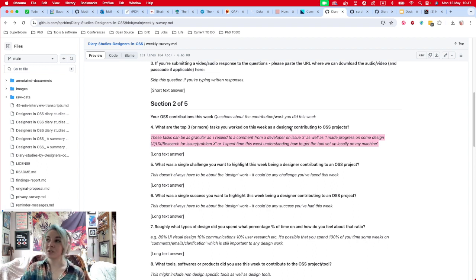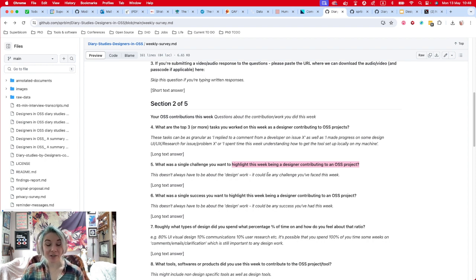So we wanted to just know about the various tasks that people worked on. What is a single challenge that they wanted to highlight? We knew from the interviews and from our own experience that there are a number of challenges to doing design contributions. We wanted them to highlight one single challenge, or multiple if they felt empowered to give us more information. But we quantified it as just one, so that we could keep the time we were asking people to do the diary studies time boxed, as best we could.